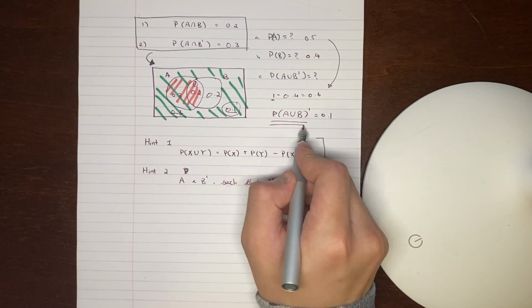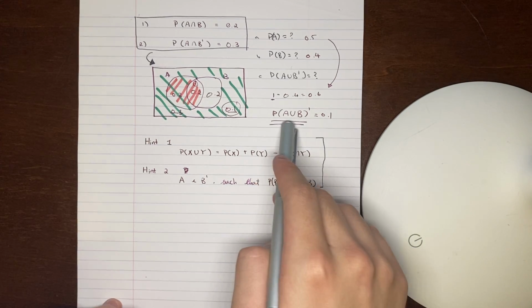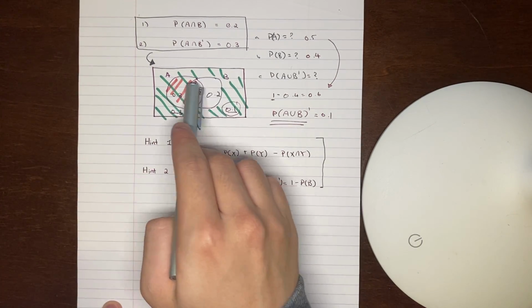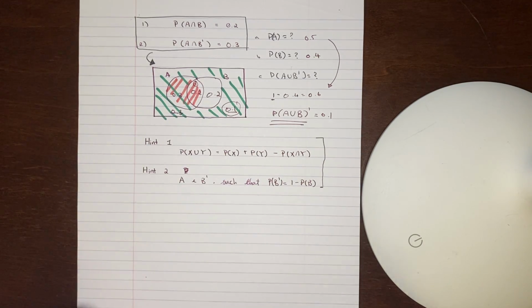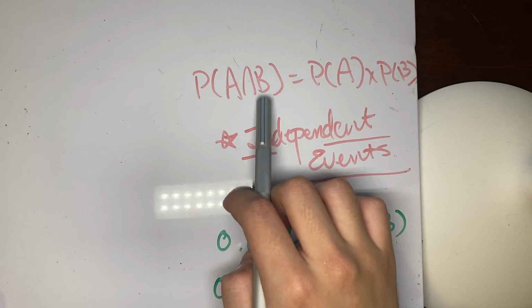Think about that. I know it might take a long time to actually understand this, but that's essentially it. So P(A or B dash) is 0.1, which is everything outside. A is 0.5, B is 0.4, middle is 0.2, and that's how we got it. Remember this formula for independent events.